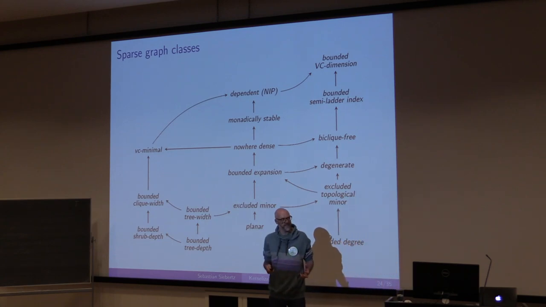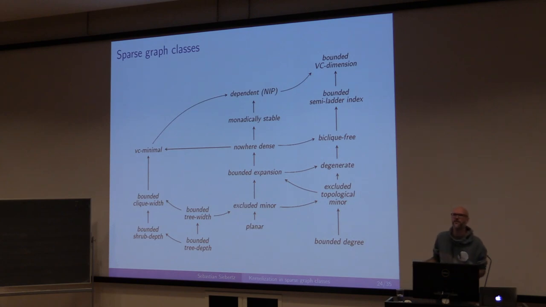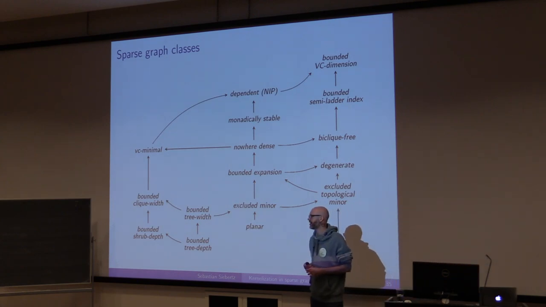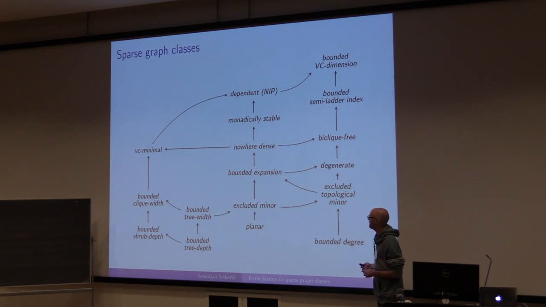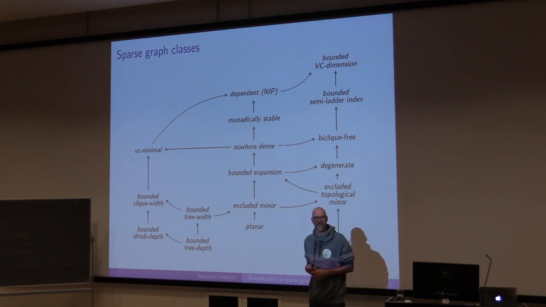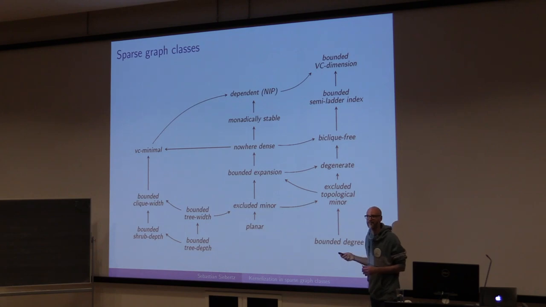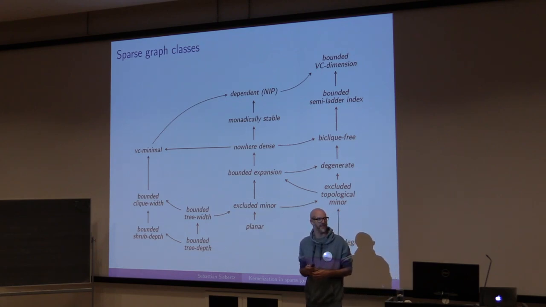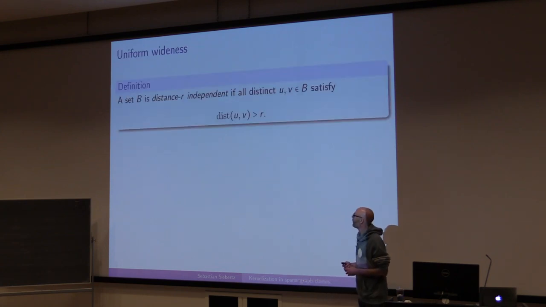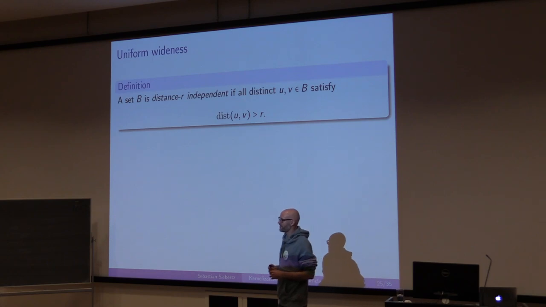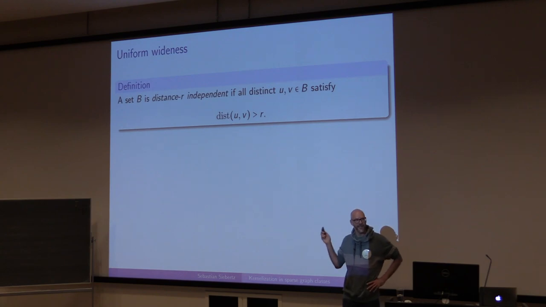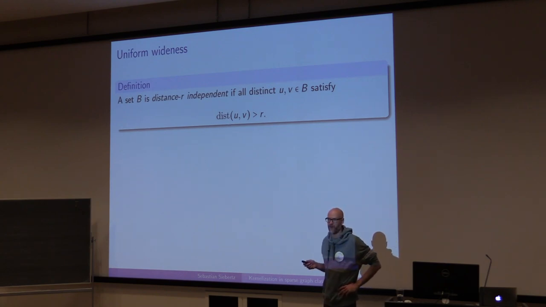So what are the tools to attack the dominating set properties of nowhere dense graph classes? I will very quickly discuss one concept for nowhere dense graph classes, and we will revisit this ladder index, those ladder arguments, to make efficient algorithms or combinatorics. Nowhere dense graph classes can be characterized by a notion called uniform quasi-wideness. As a preparation, a simpler concept which is called uniform wideness.